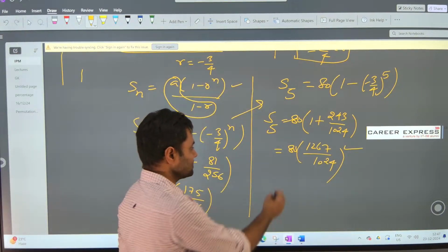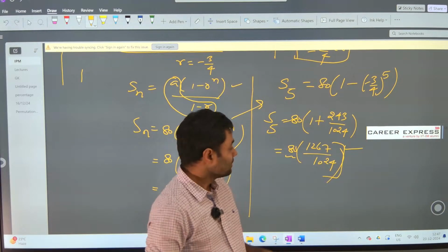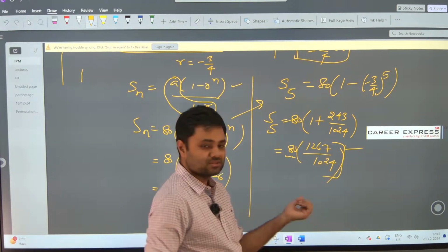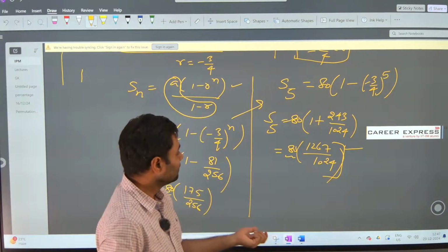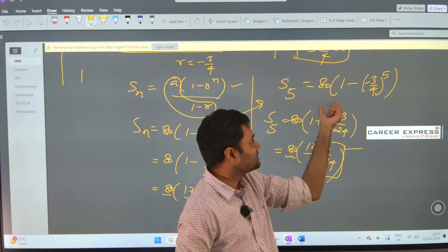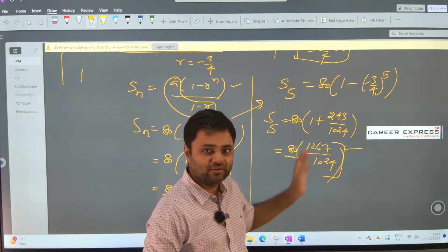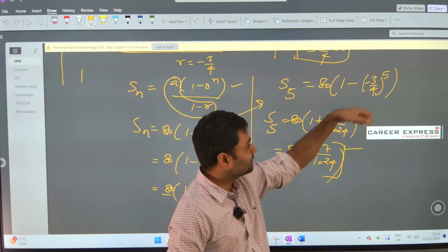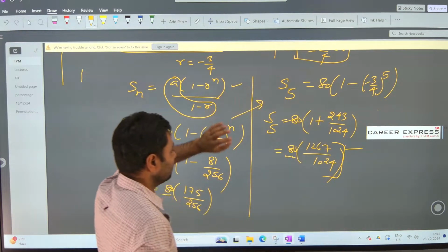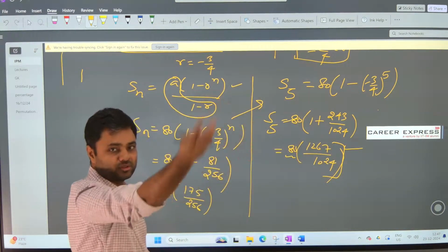As we can see, this is 80 and this number is almost 1.25 times. So 80 times 1.25, this number will be very close to 100, right? If we go further, if n is 6, then this will be negative. So this number will be again less than 1. So that will not be possible. And if we go further, n equal to 7, then this number will be more than 1.25. So it will be more than 100.